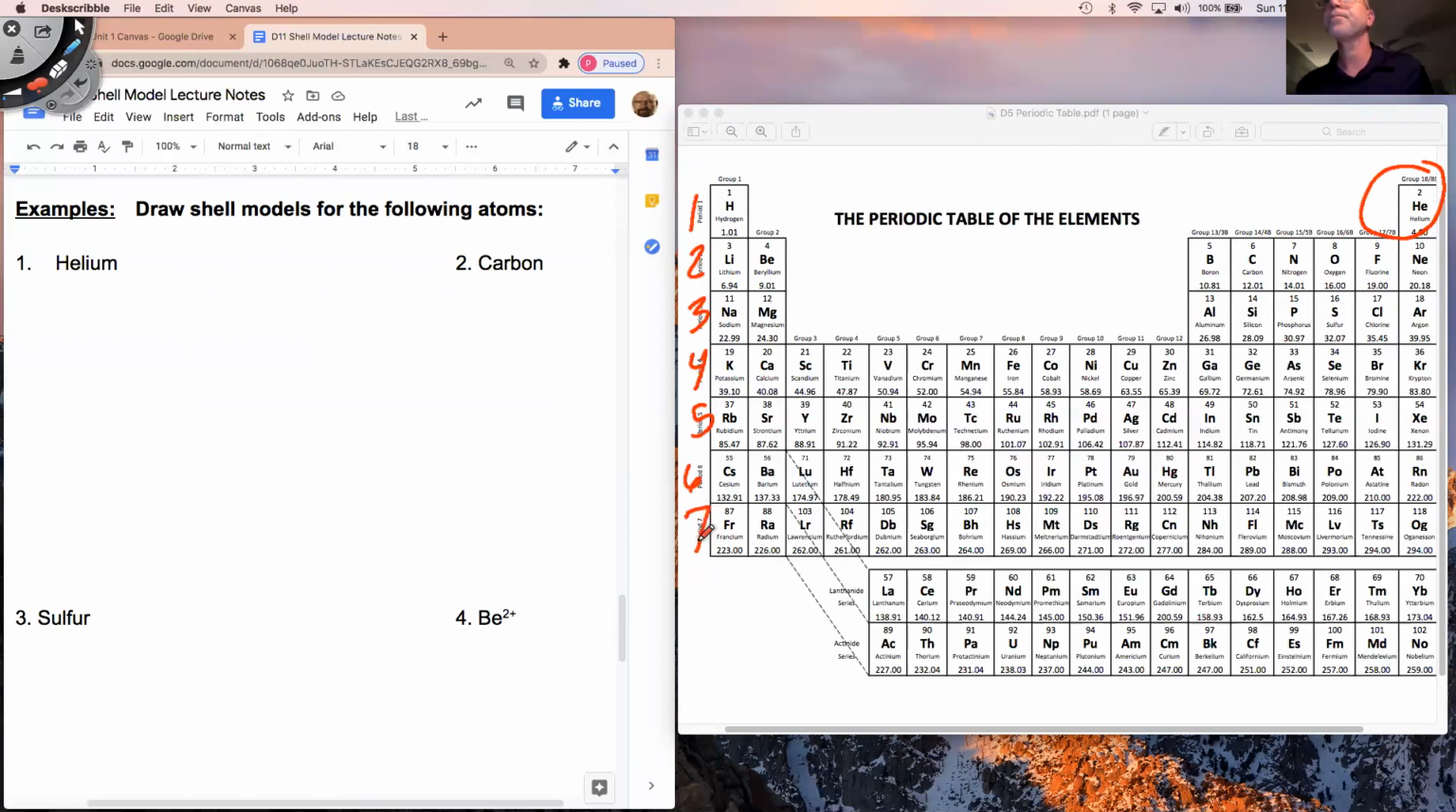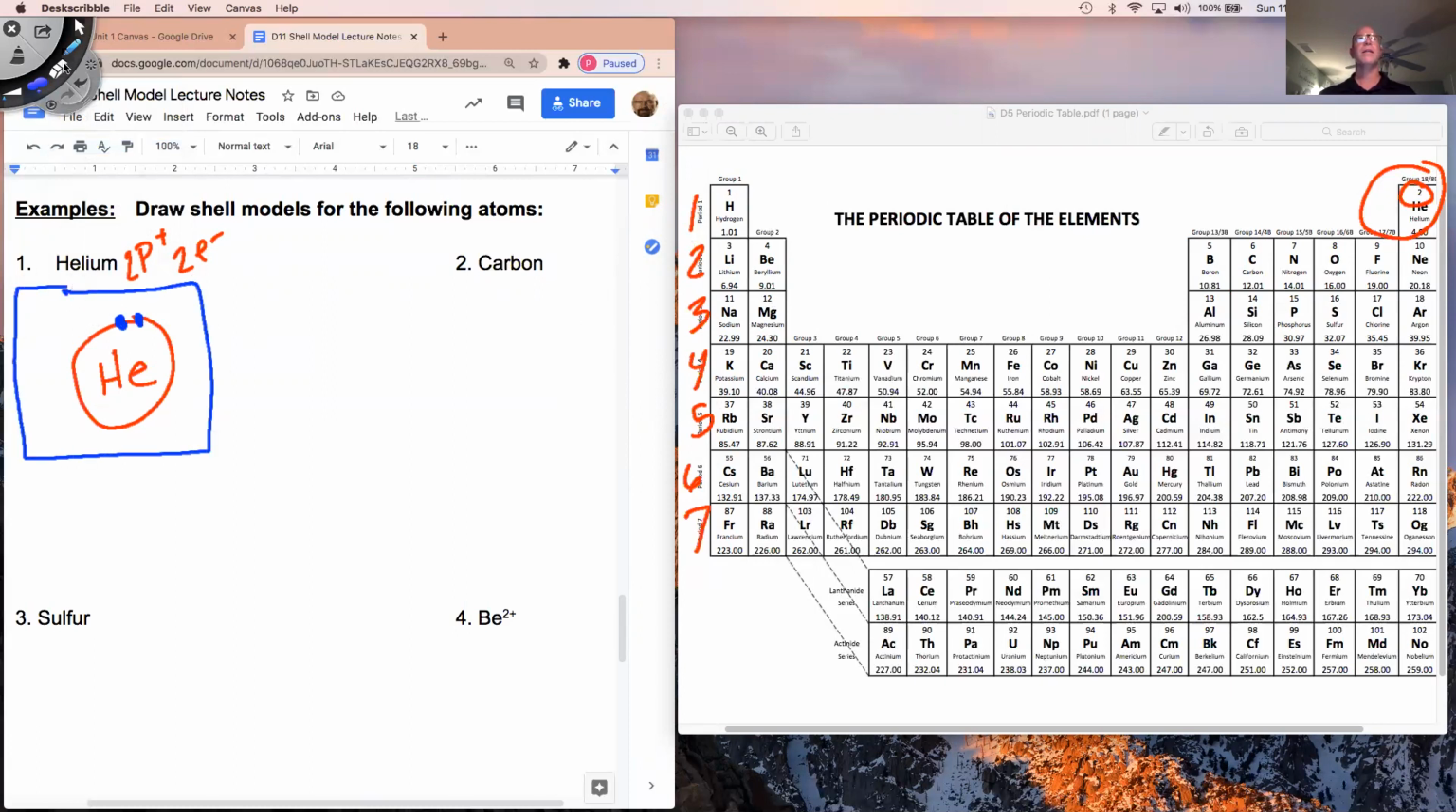All right, so what shell is helium on? It's on shell number 1, which means that we're going to draw helium with 1 orbital or 1 shell because it's on the first row. And how many electrons does helium have? Well, helium has 2 protons. Helium is neutral, so 2 protons means 2 electrons. And we have 1, 2 electrons for helium. So that's it. There's our answer.